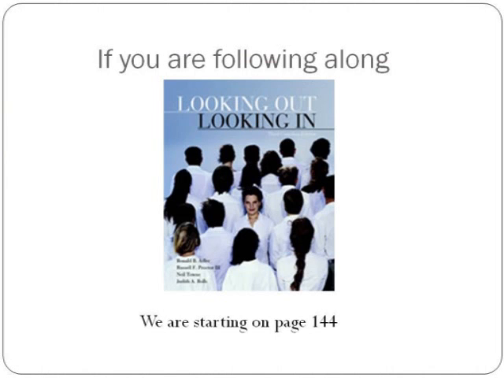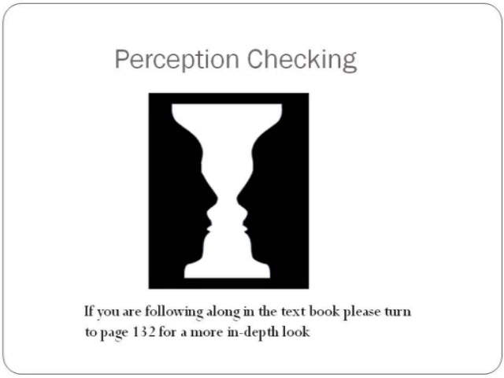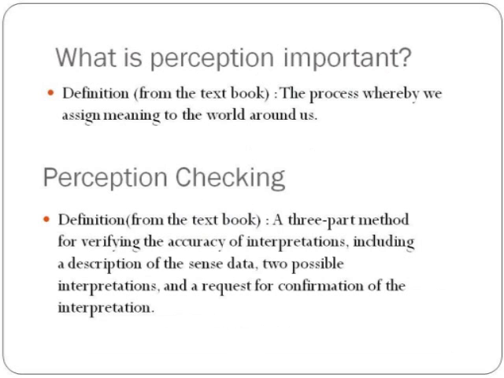If you are following along in the textbook, we are starting on page 144. Perception checking. This is discussed in the Perception in the Workplace section of the textbook, but a more in-depth look is on page 132. Perception is important because it is the process where we assign meaning to the world around us. When we communicate to each other, we can jump to conclusions by looking at a person's body language. By seeing something that is not there, it can lead to questions that are not relevant to what the conversation is about.